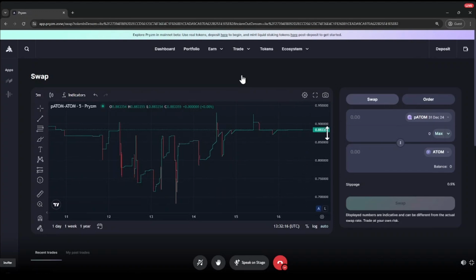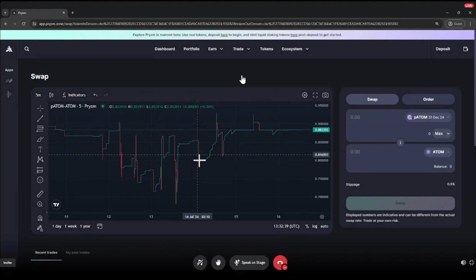So what does this mean? Effectively, I spend 0.88 of an ATOM now, and in 168 days, at the 31st of December 2024, this will go to 1, and it'll be redeemable for 1 ATOM. So I buy something for 0.88 ATOM, and it's going to be worth 1 ATOM in the future. That's hopefully a very simple way for people to think about it.